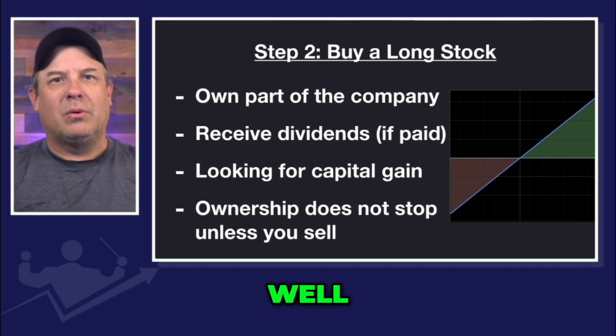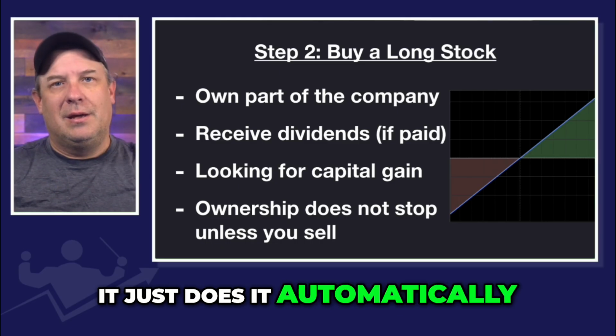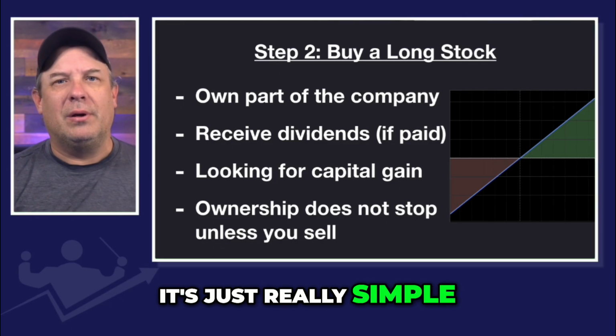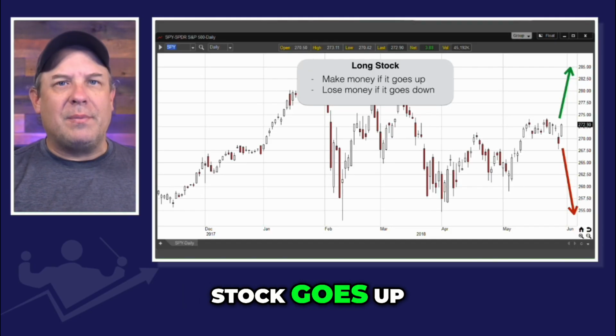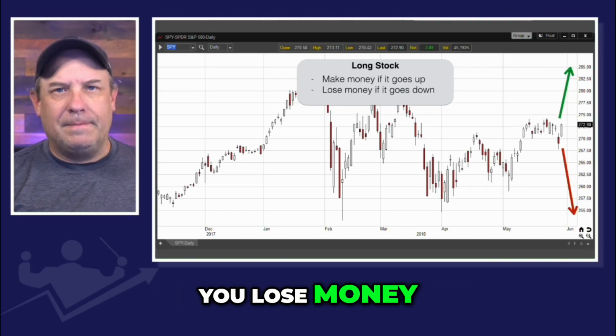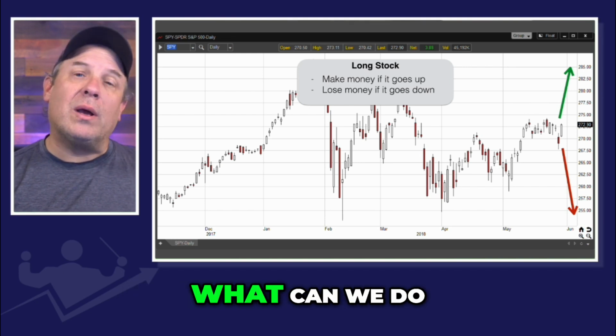Like, it just, well, you do have to pay for it, but you don't have to execute anything. It just does it automatically. That's how cool it is, right? It's just really simple. So you sell the naked put, you get put the stock, and then if the stock goes up, you make money. If the stock goes down, you lose money. Just standard stock trade. But now, once you own the stock, what can we do with it?